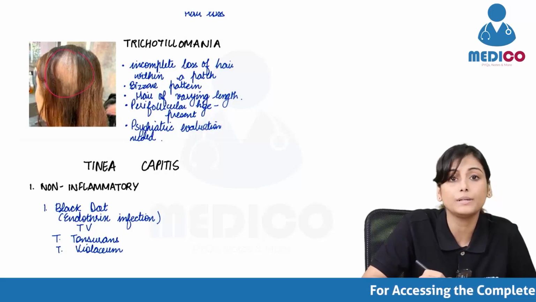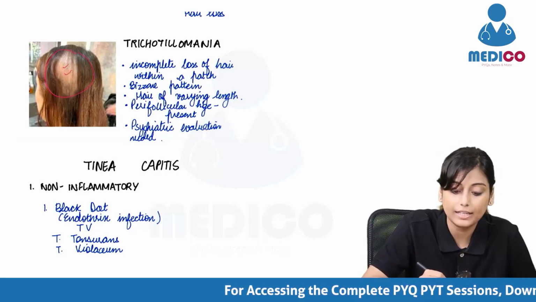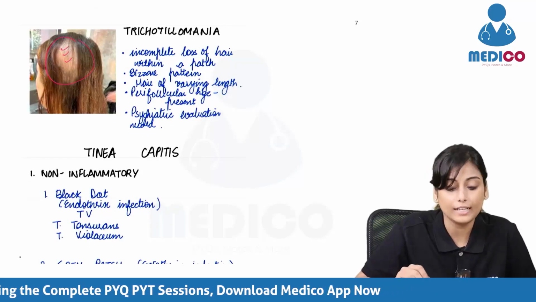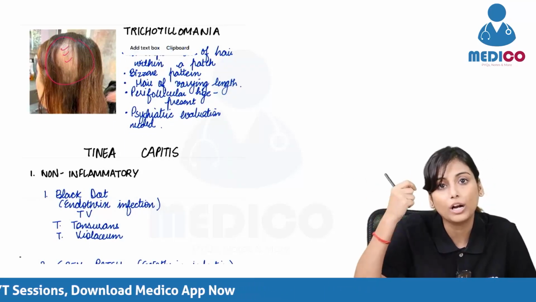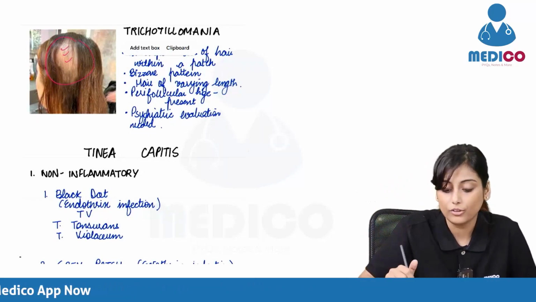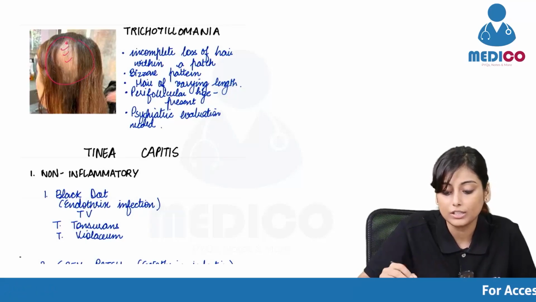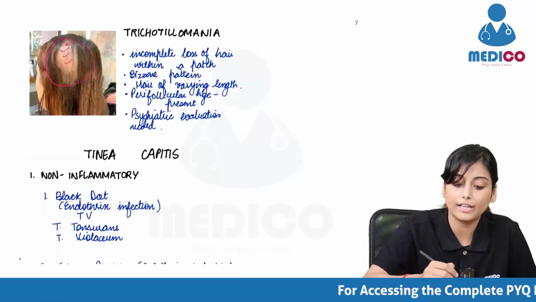Because it is being done by a person, at some places the hair is still remaining, and the hair will be of varying length, because when you're plucking, you can't pluck with that precision, no? So they will have varying length, and then they will be bleeding around the hair follicles, and you have to refer these patients to psychiatry.